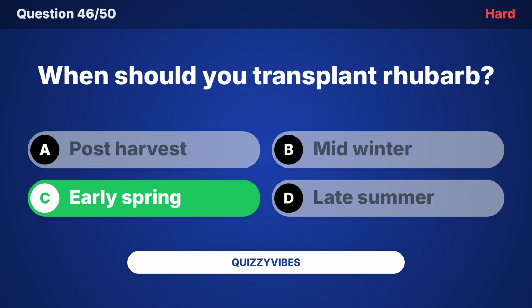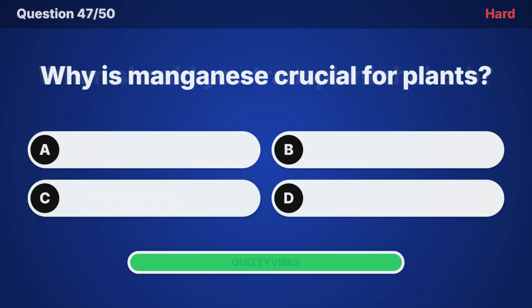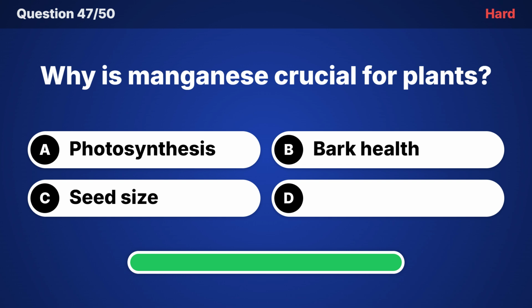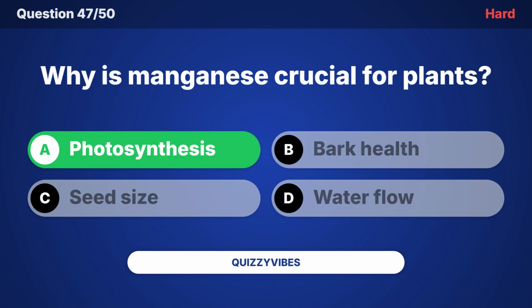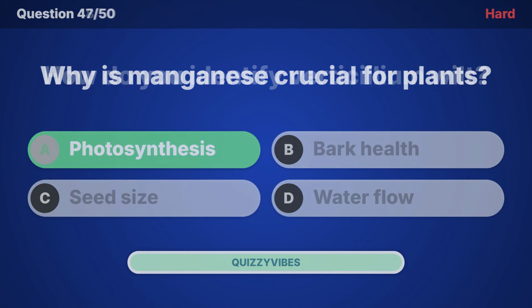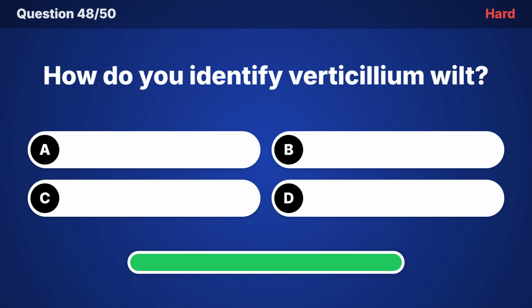The answer is early spring. Why is manganese crucial for plants? The correct choice is photosynthesis. How do you identify verticillium wilt?